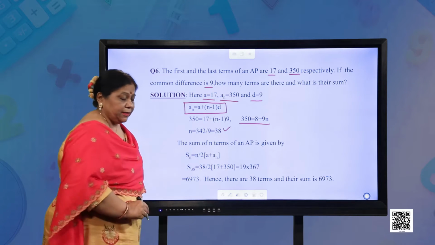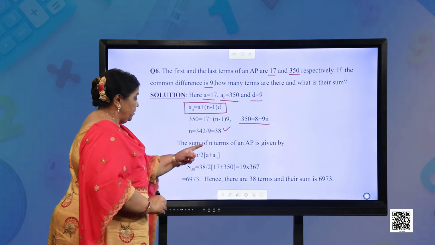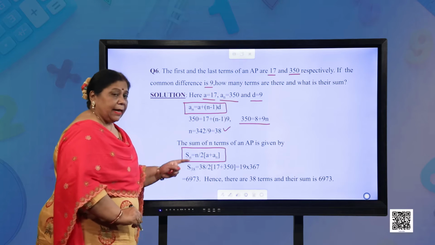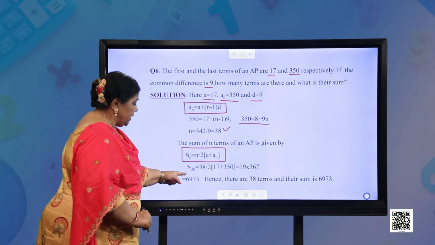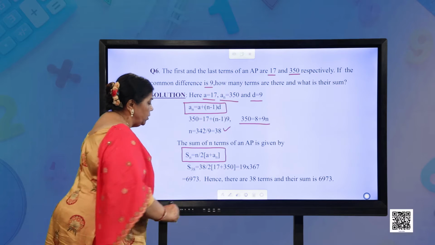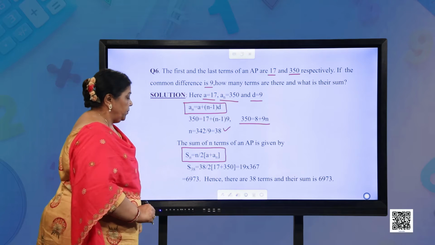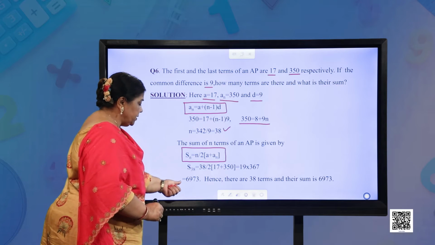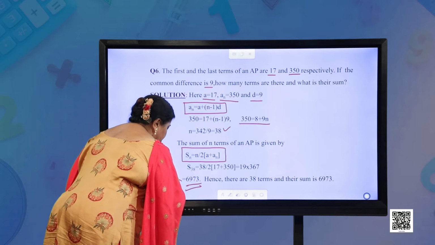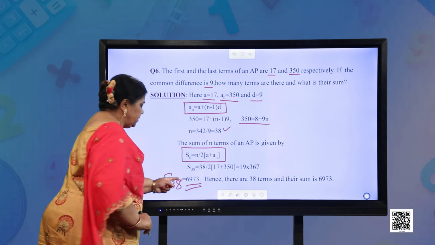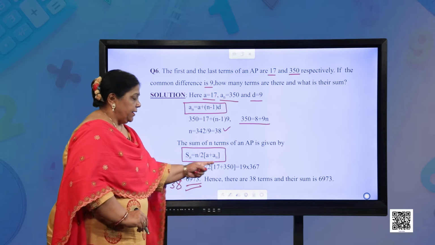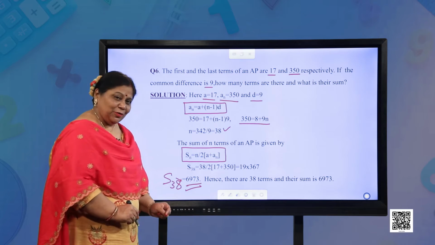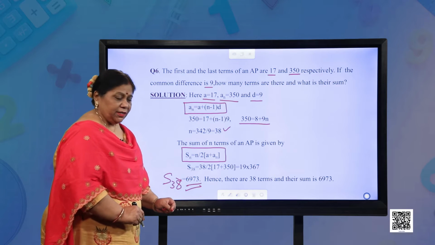So, n is 38. The sum of n terms of an AP is given by the formula Sn is equal to n upon 2 into A plus An. An is last term. So, S38 is equal to 38 upon 2 into 17 plus 350. On simplification, you get 19 into 367, that is equal to 6973. There are 38 terms and the sum is 6973. I hope you have understood this. So, let us go to the next question.